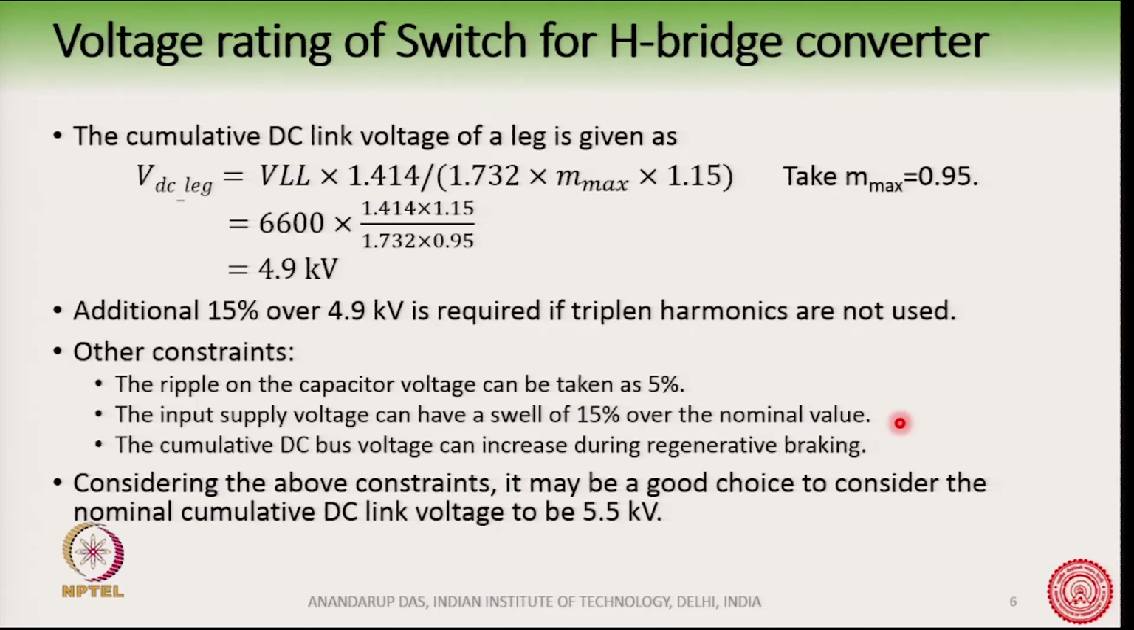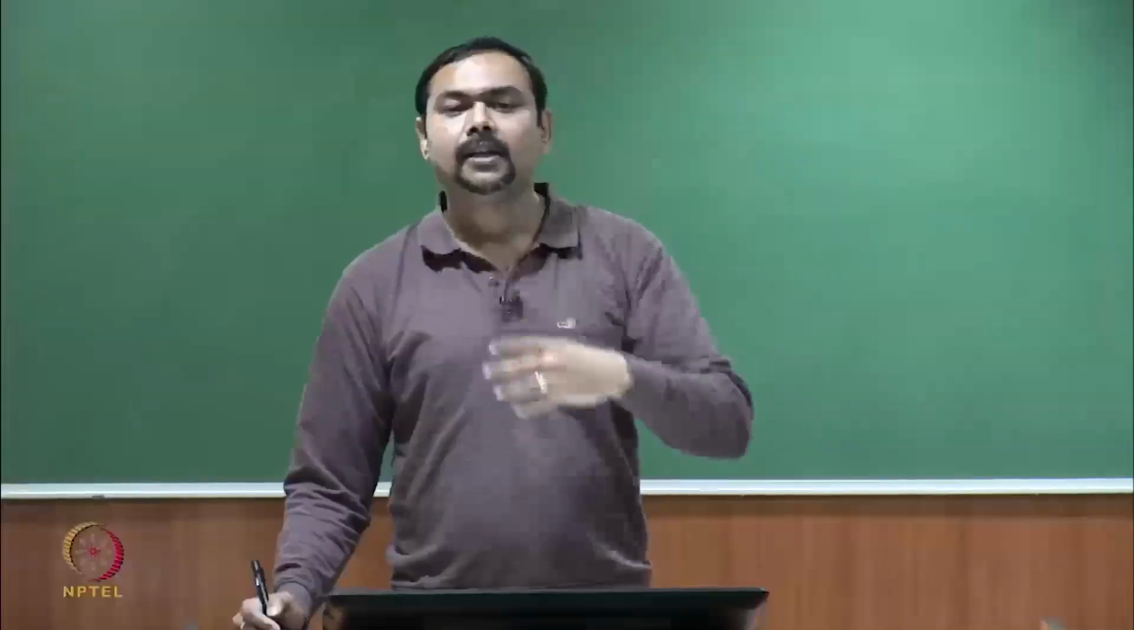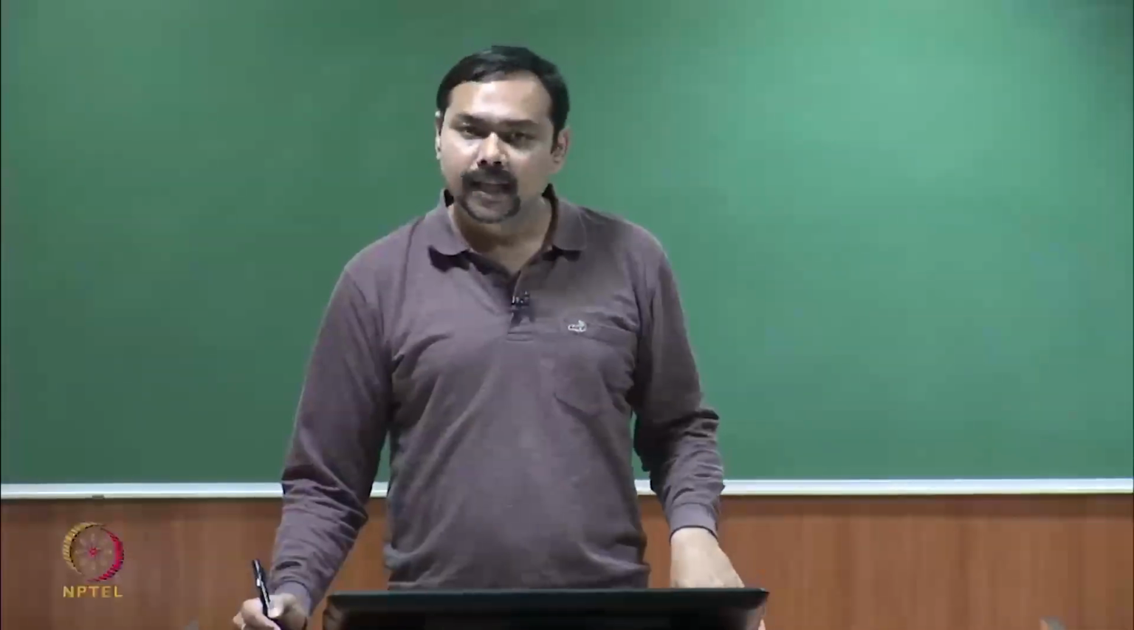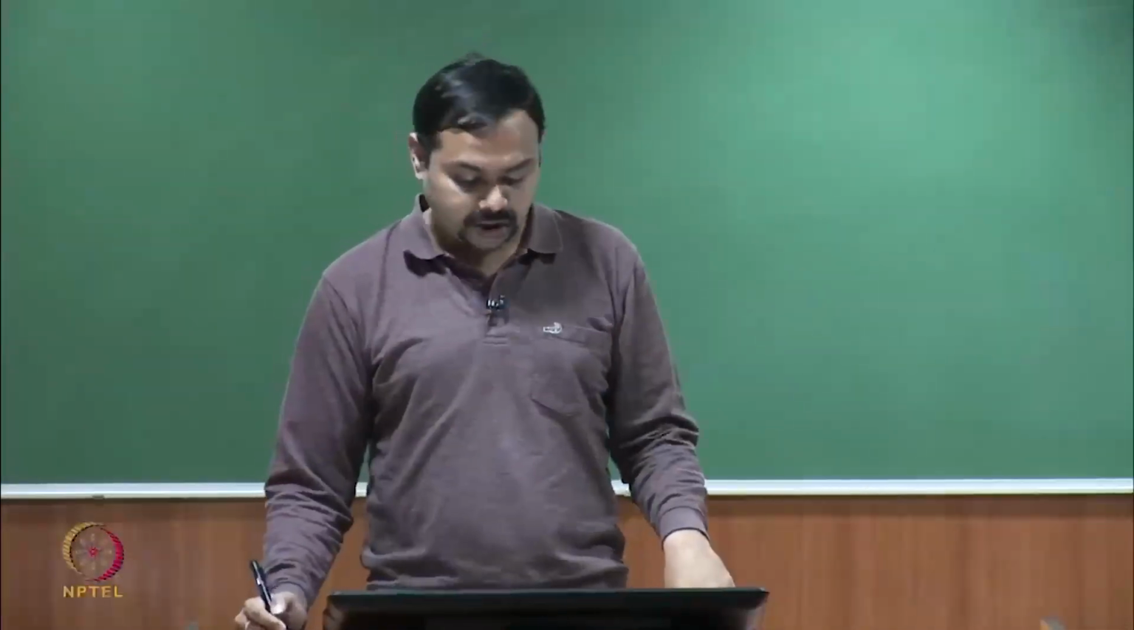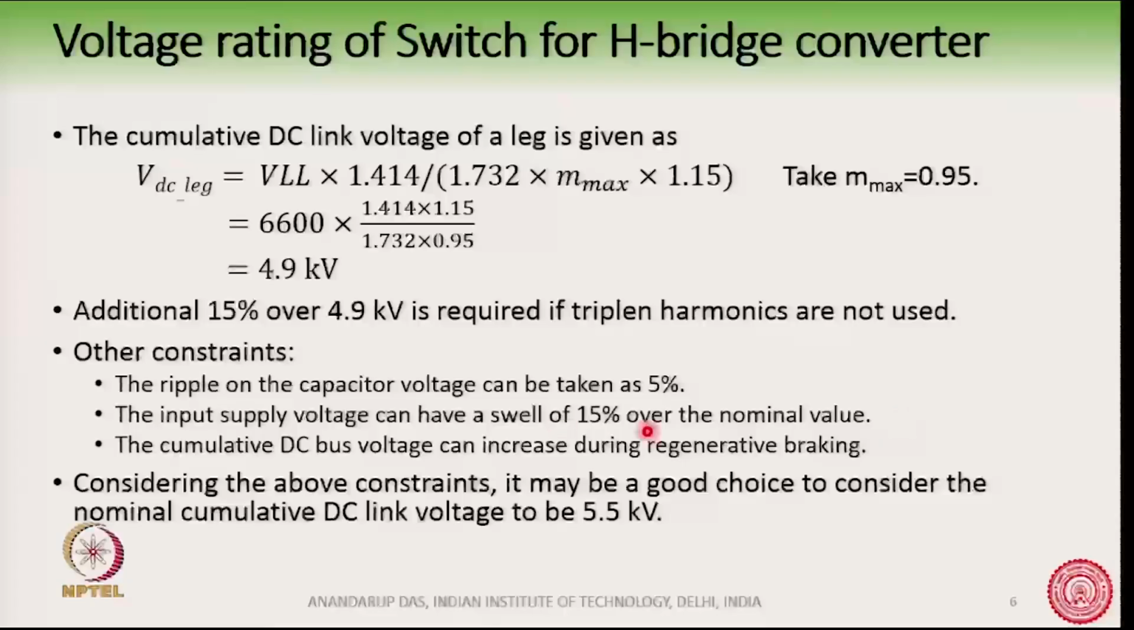Now, this cascaded H bridge converter has an uncontrolled rectifier at the input. So, if there is a surge voltage at the 11 kV line, then this surge voltage will directly come on the DC link of the H bridge. So, the input supply can also have 15% swell, and also we have to note that the cumulative DC bus voltage can increase during regenerative braking also.